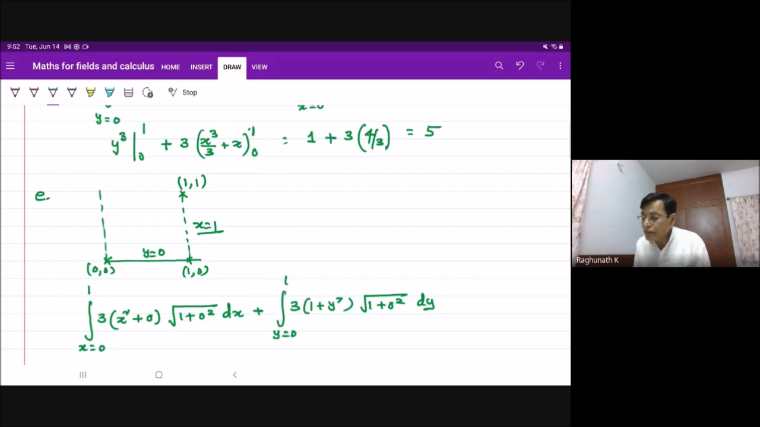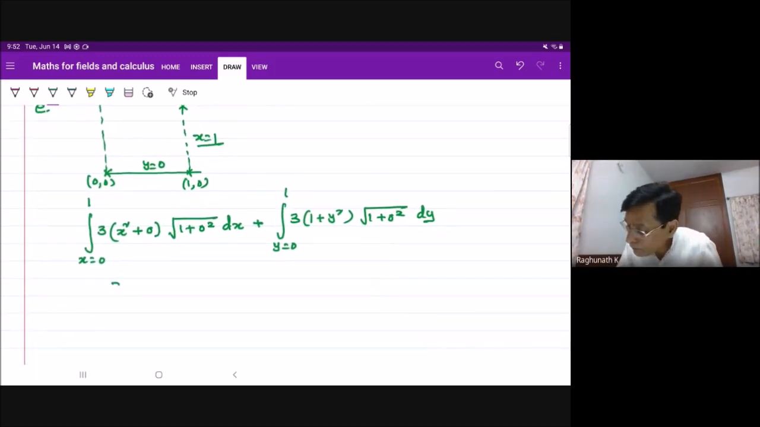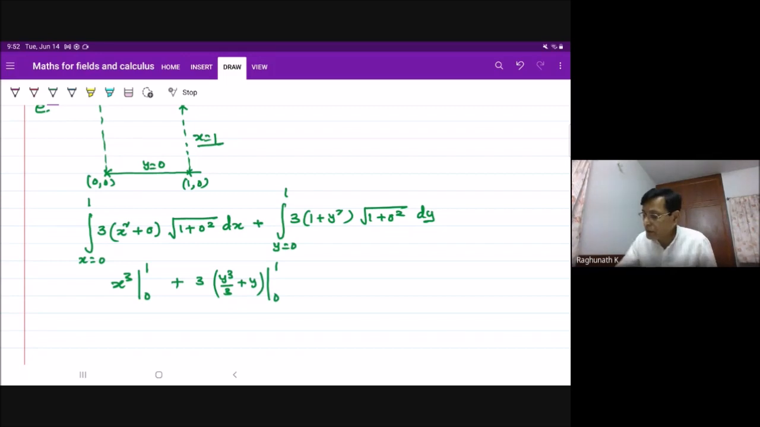Will the answer be different? No. It's x cubed from 0 to 1 plus 3 into y cubed by 3 plus y integral from 0 to 1, because of which this again 1 plus 3 into 4 by 3 is equal to 5.